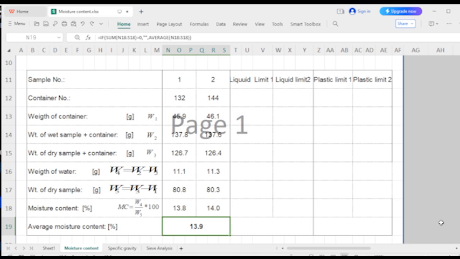Also for the plastic limit, the soil sample is rolled into a thin thread of about 3 millimeters. At that point, if it breaks, that's the plastic limit. Then you take it to the oven, dry it, and measure the moisture content with the sensitive balance.